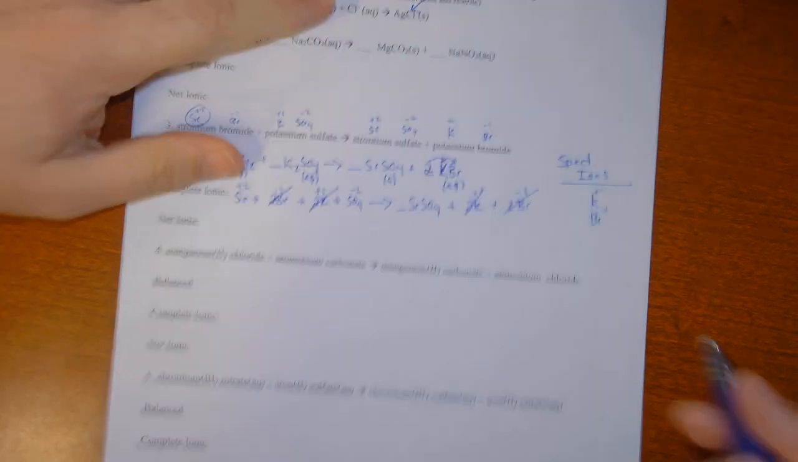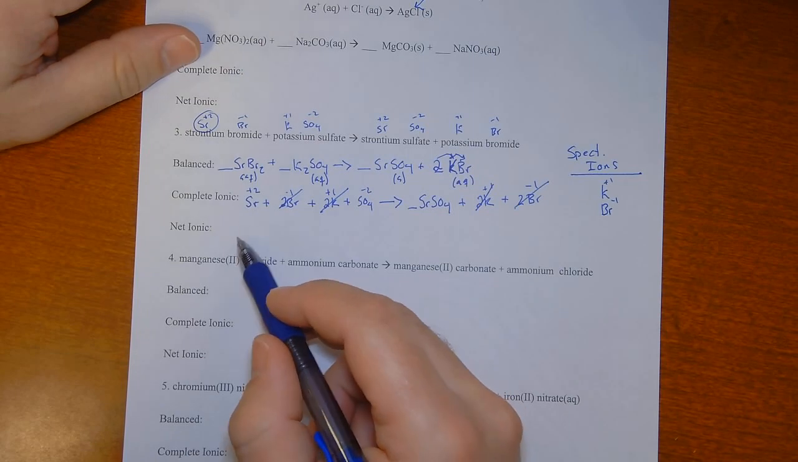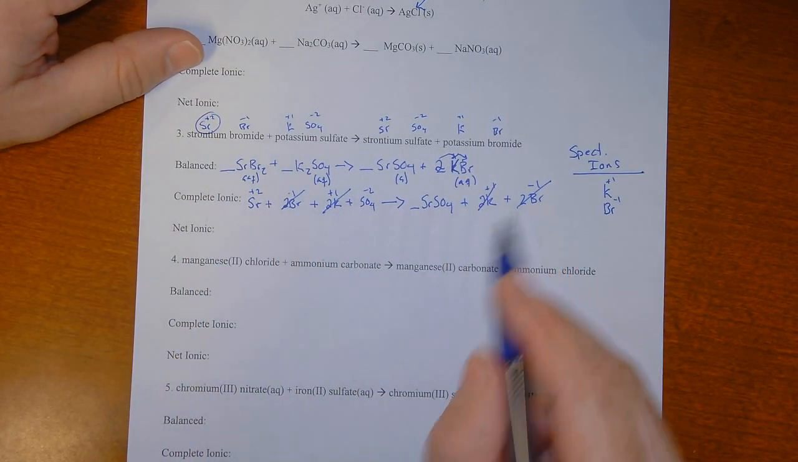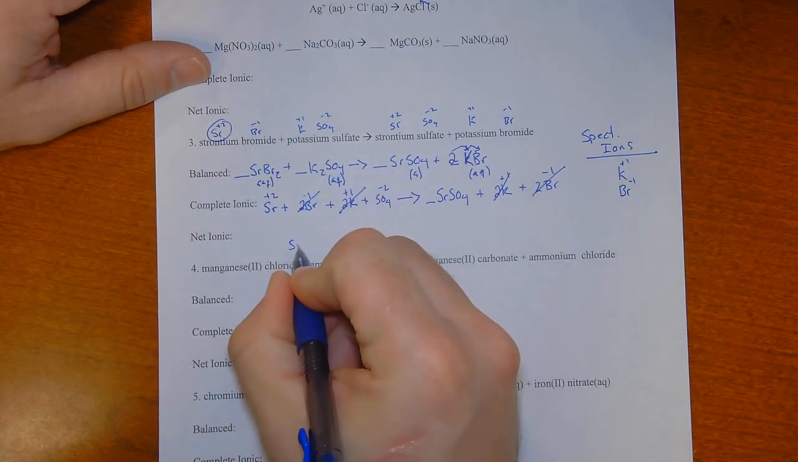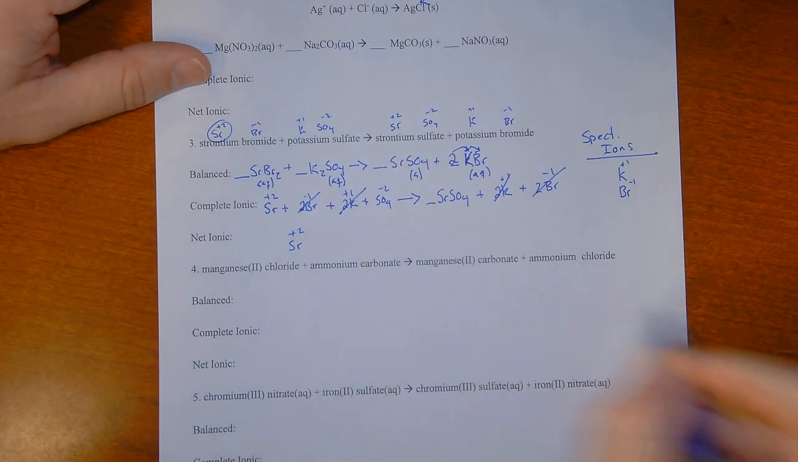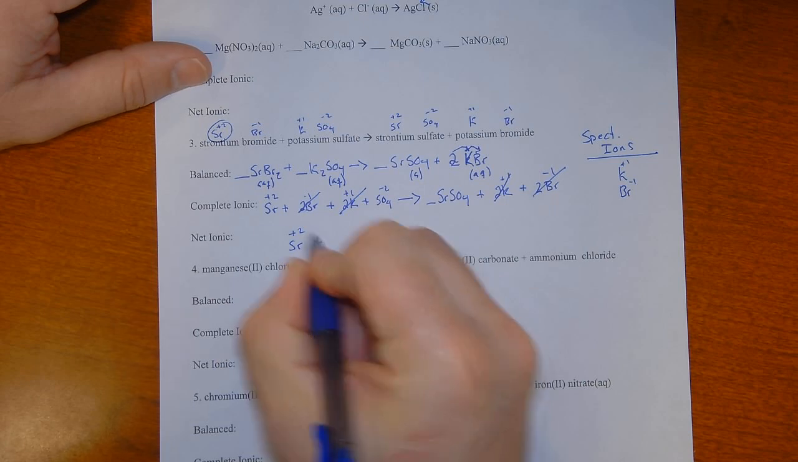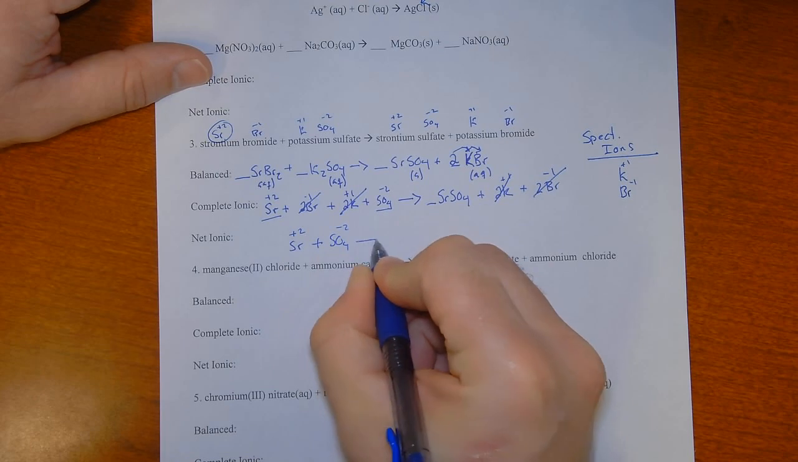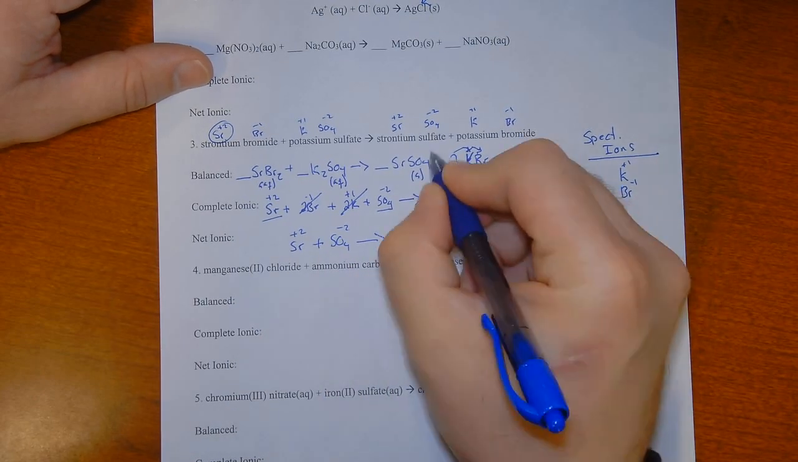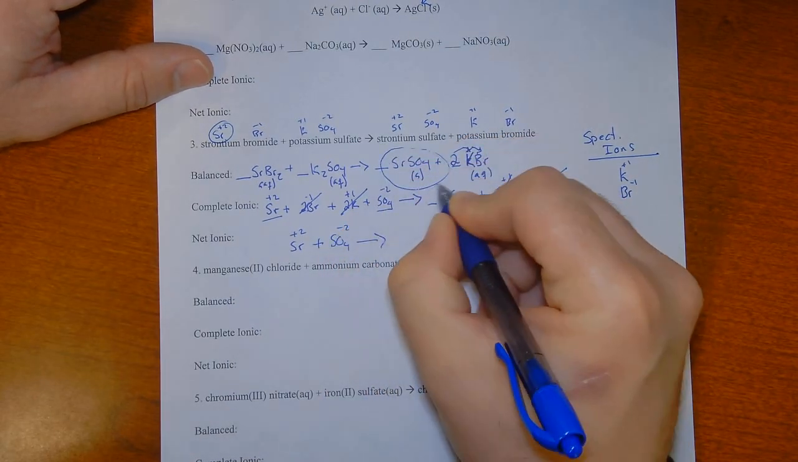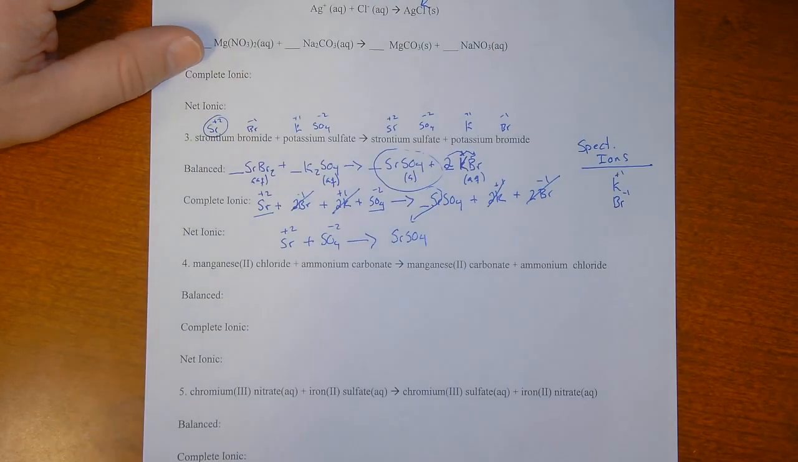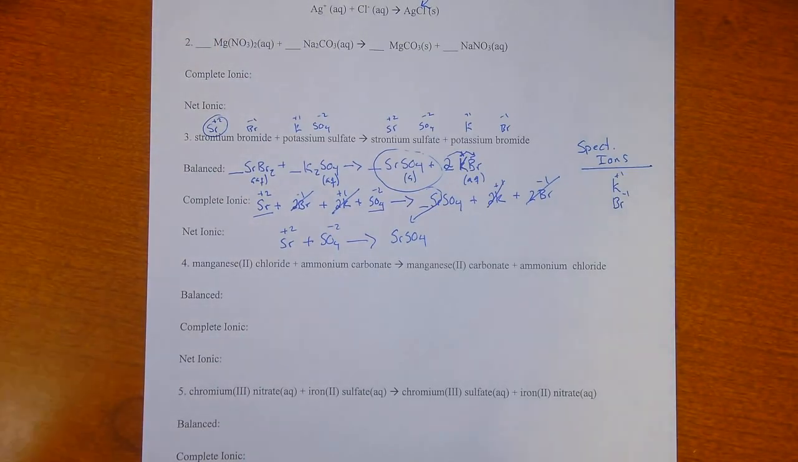Now those spectator ions will not get brought down to my net ionic, just everything that's left over. So I'm just rewriting this equation without my spectator ions. I have Sr +2, added to sulfate with a -2, that yields, and once again, once I find my solid, that solid gets brought all the way down to the bottom, SrSO4. There you go. Okay? It's the same thing for all of these.